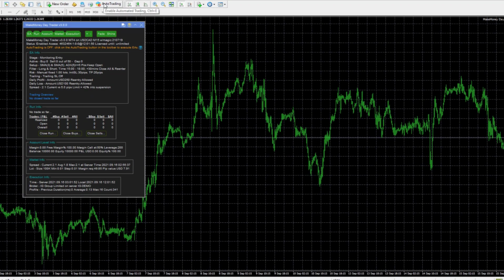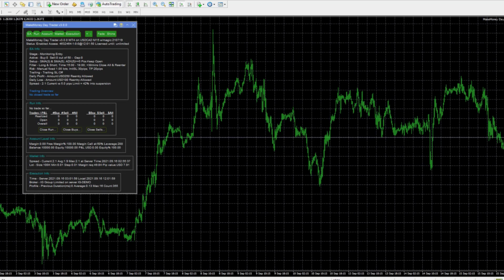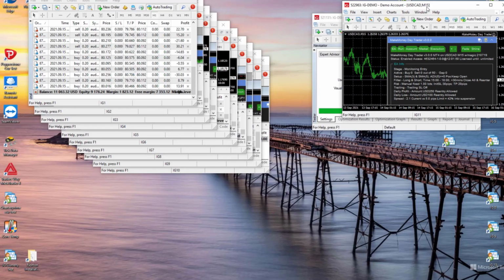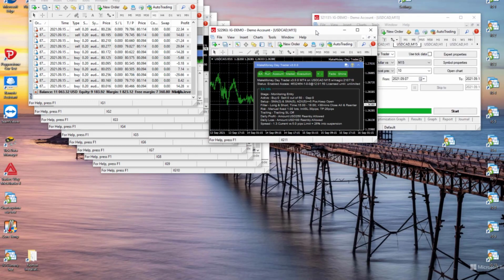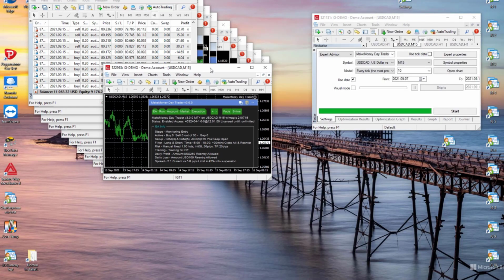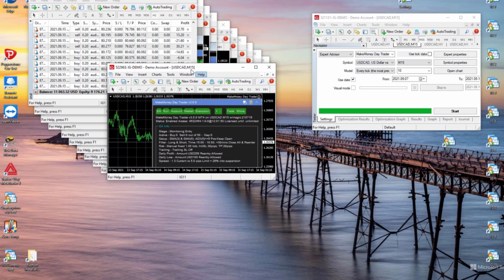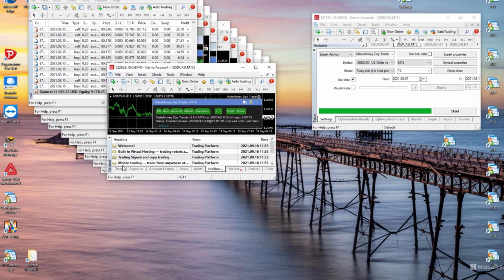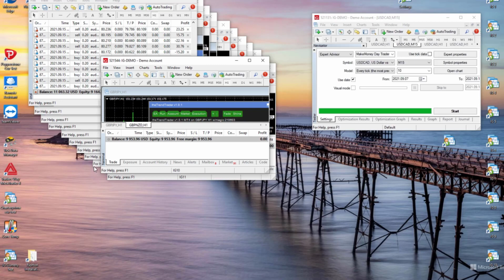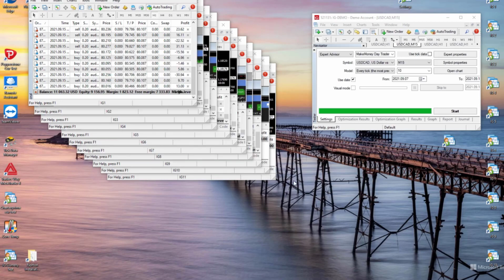All I need to do is click auto trading, and then in fact I'm going to do that. There's no harm in doing that, and I'm going to align this into that group. Just put the trading so we can see that, and there we are. So we now have that. On the whole, not too bad.